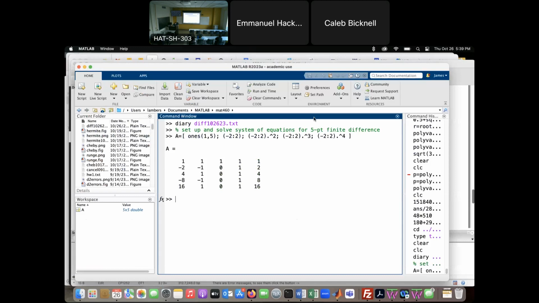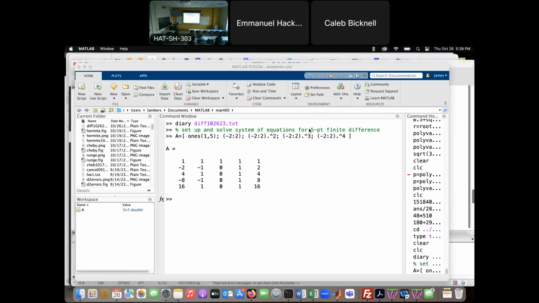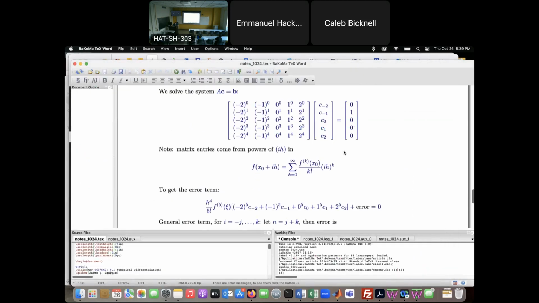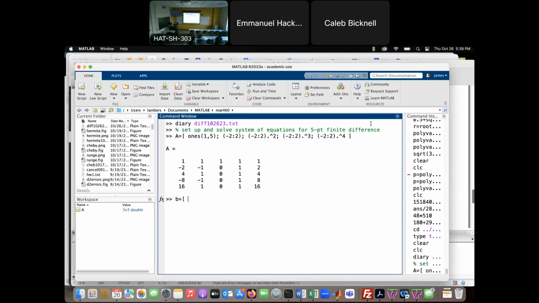And then the right-hand side of the system, the vector of all zeros, except for 1 in the second position. So I'll go ahead and create that column vector. And now I can solve the system for the coefficients.